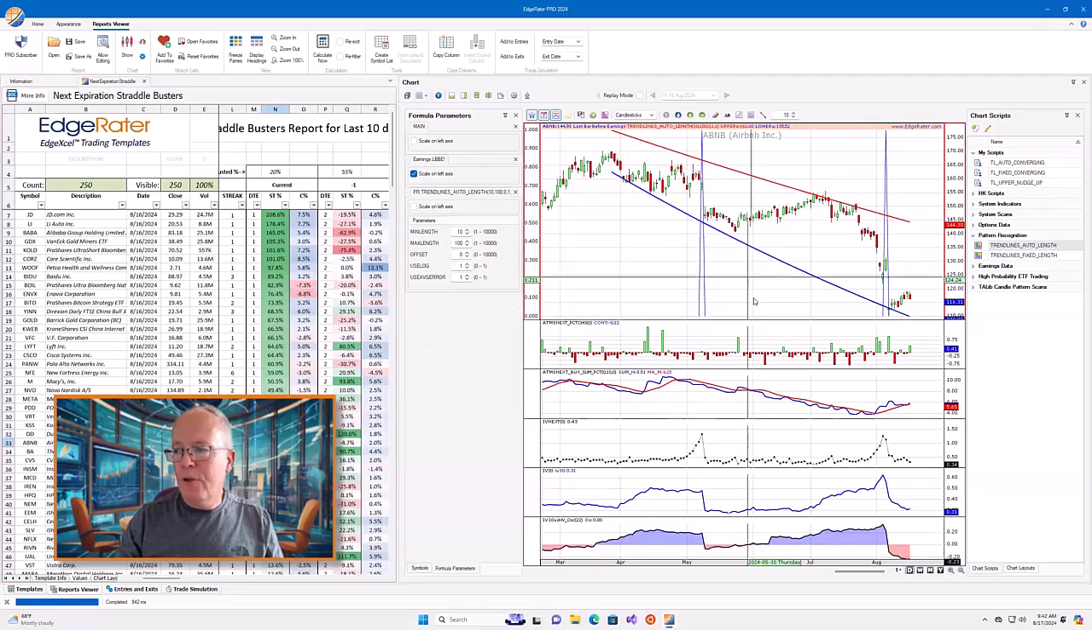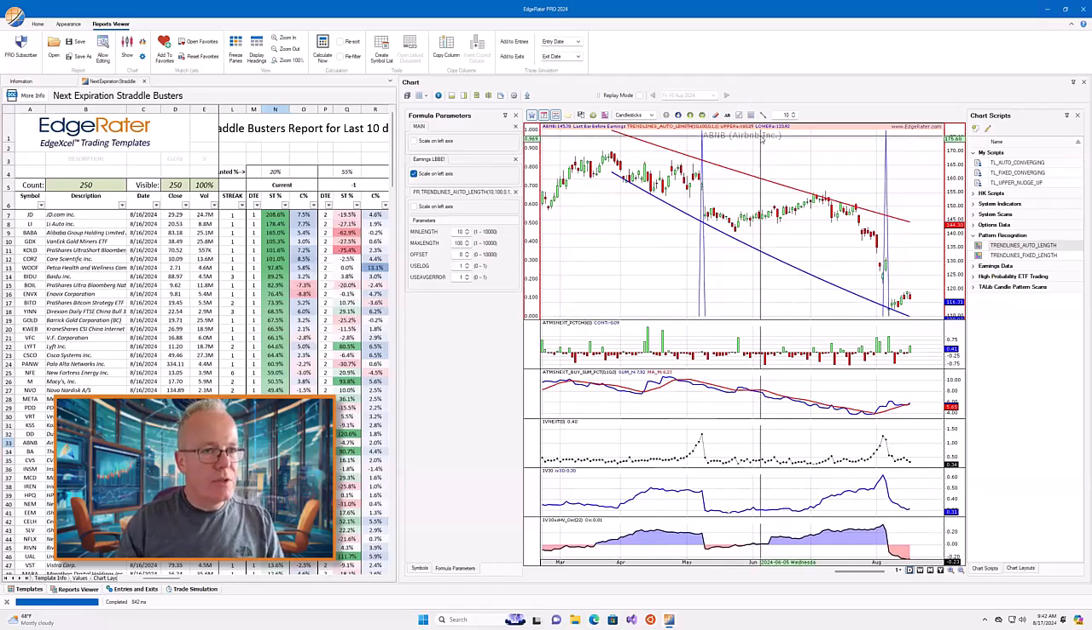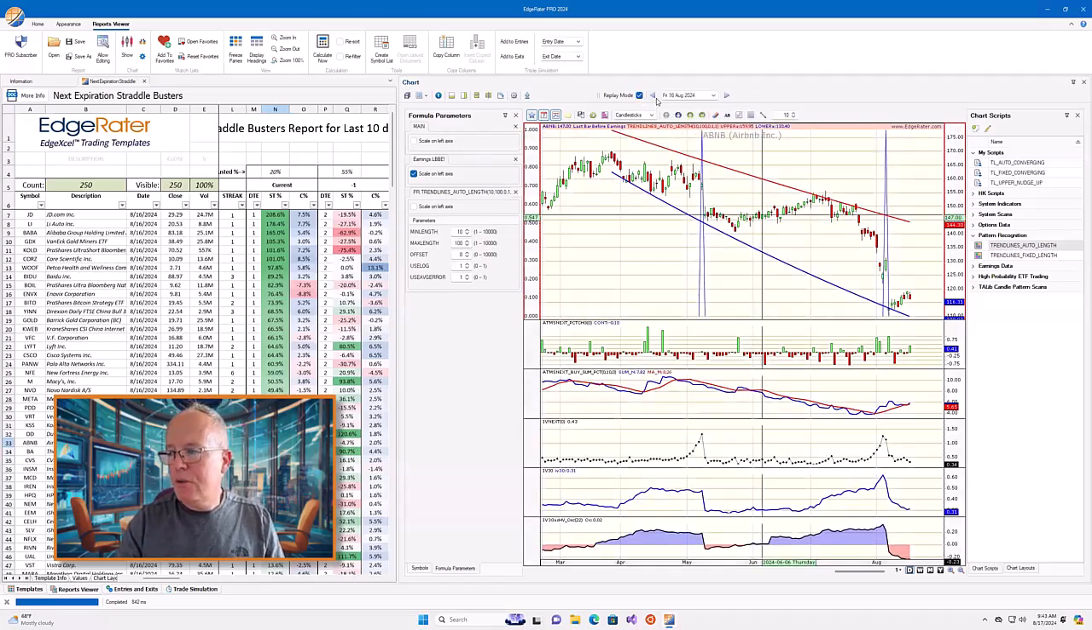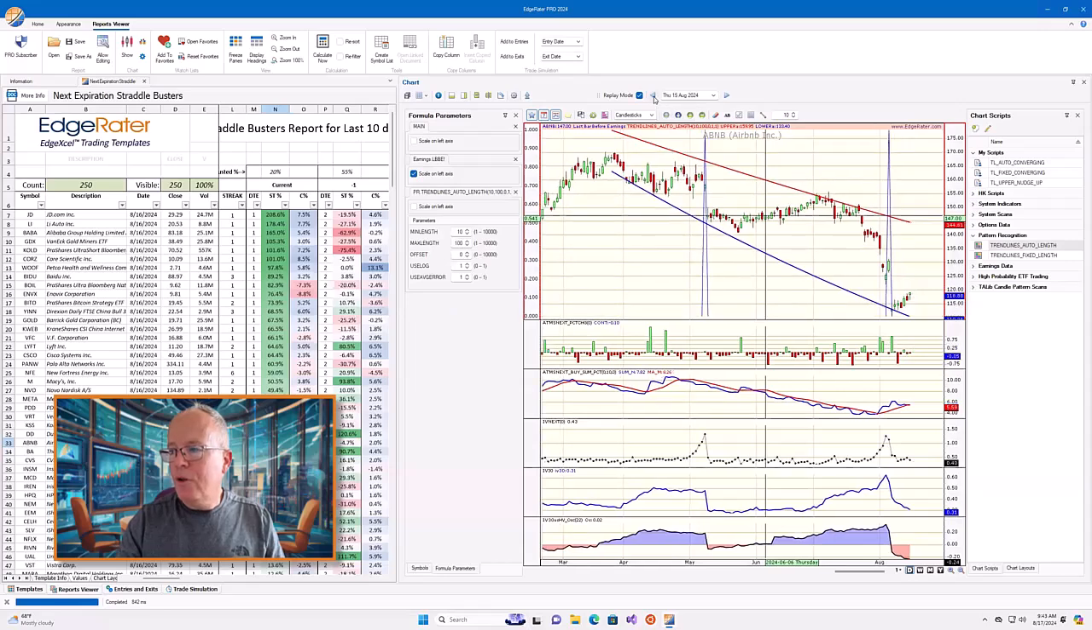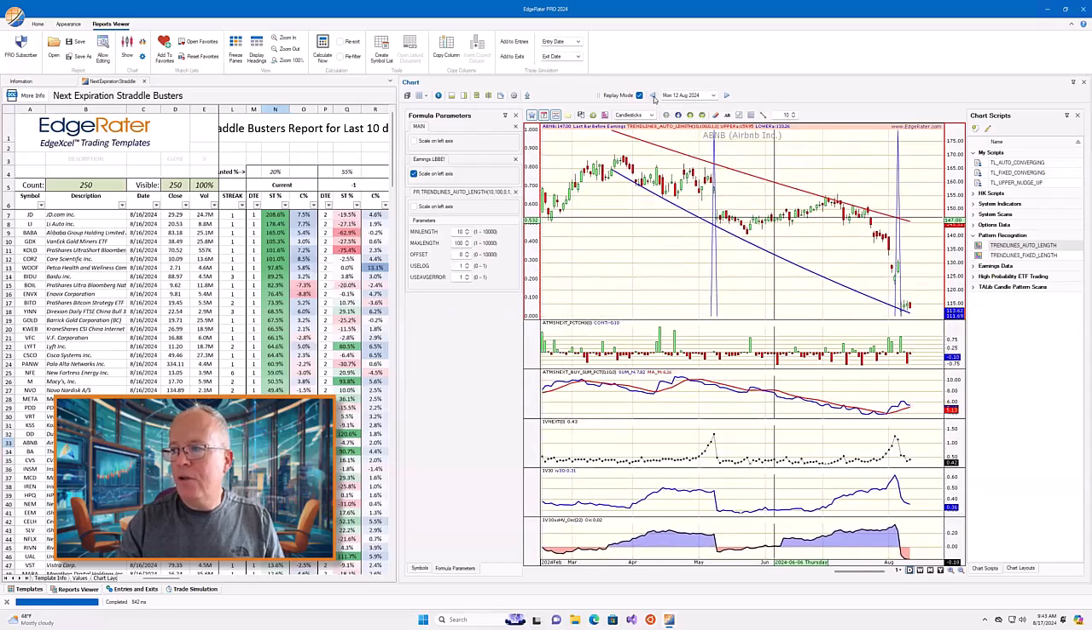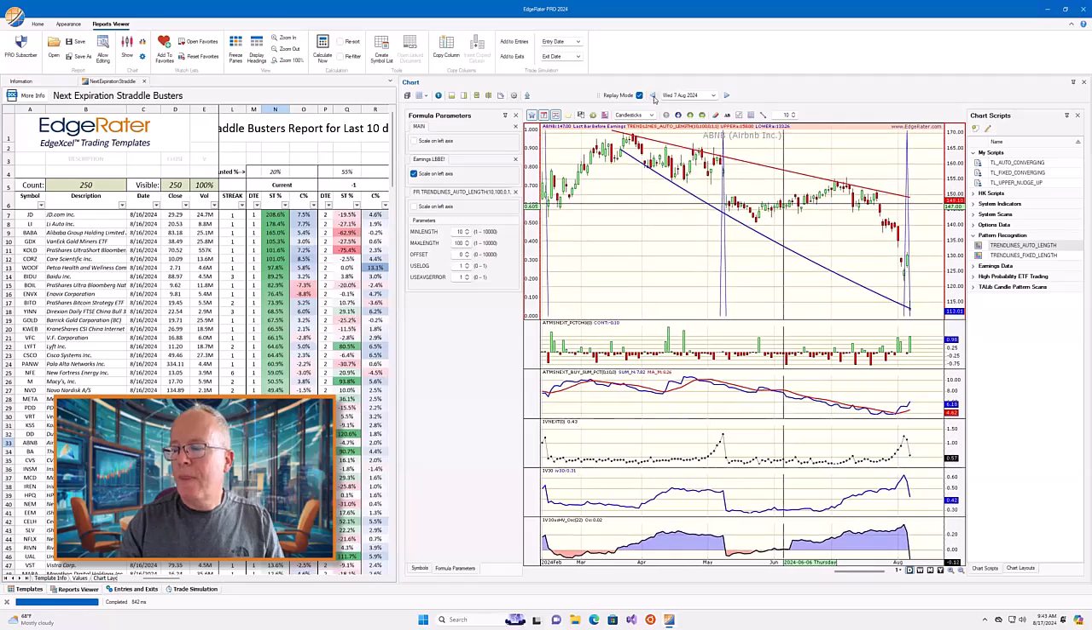What I prefer to do rather than putting on another set of lines, if all I'm trying to do is see what the lines looked like yesterday or the day before, is just use the replay mode. That's a much cleaner way of doing it. So I'll just go back several days in here and see how these lines changed.